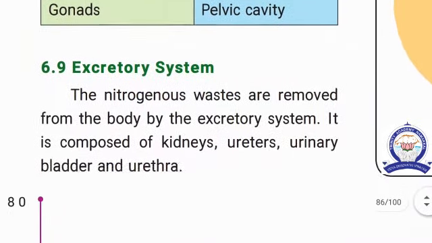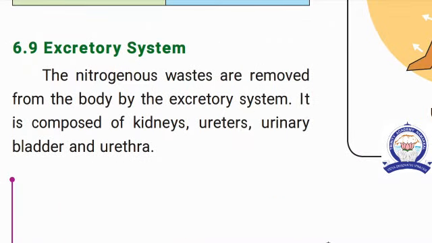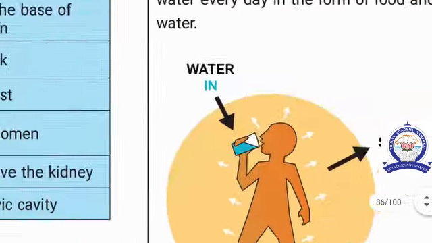The next system is the excretory system. What is excretion? Removal of nitrogenous waste from our body. The nitrogenous waste is removed from the body by the excretory system. In our body, the main excretory organ is the kidney. It consists of kidney, ureter, urinary bladder and urethra. These are parts of the excretory system.